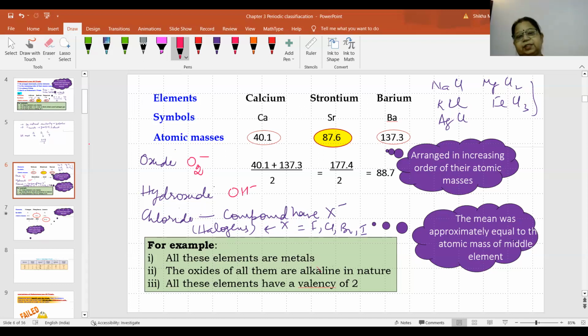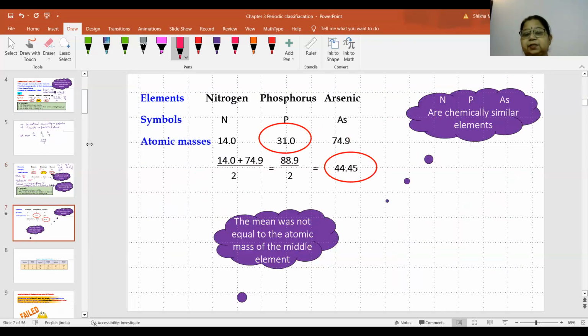So I think this point is clear that for calcium, strontium, and barium, as you can see on the screen, the atomic mass of strontium is the arithmetic mean of the atomic masses of calcium and barium, right? Calcium, instead of 40.1, we can always take as 40. For barium, we can use 137. 88.7 and 87.6 are approximately the same.